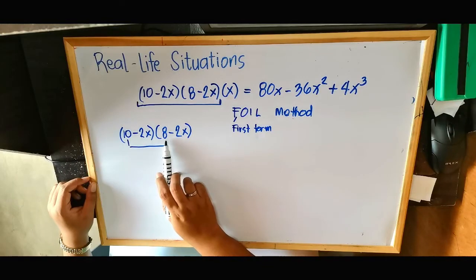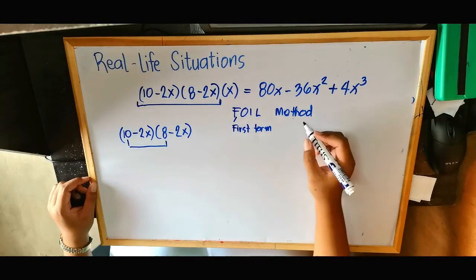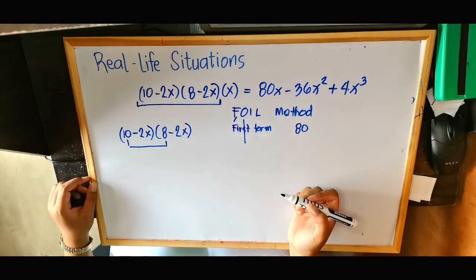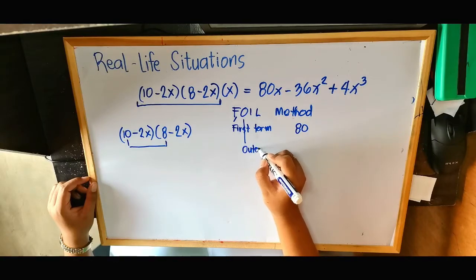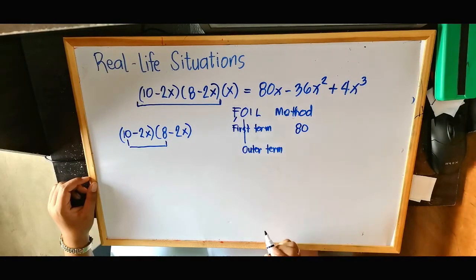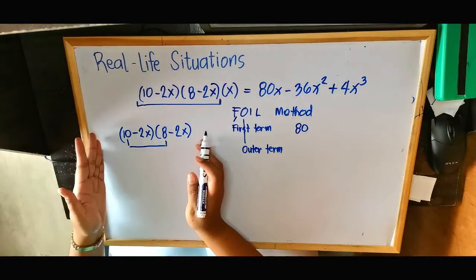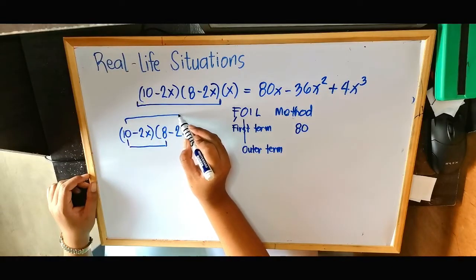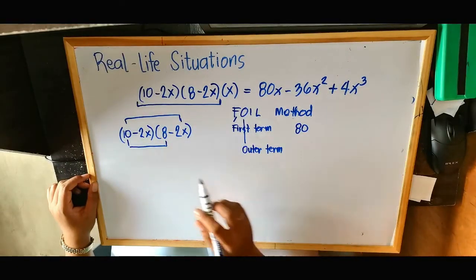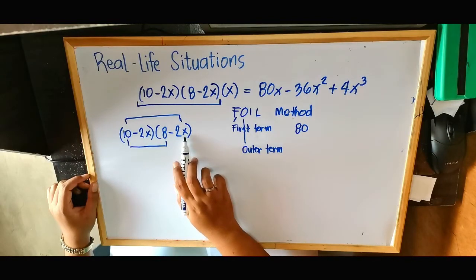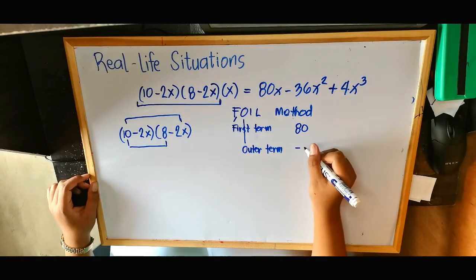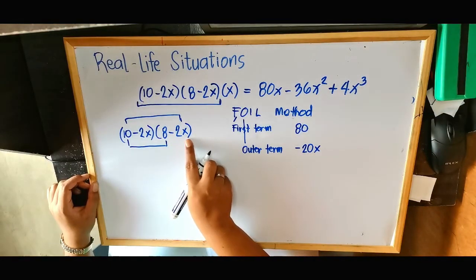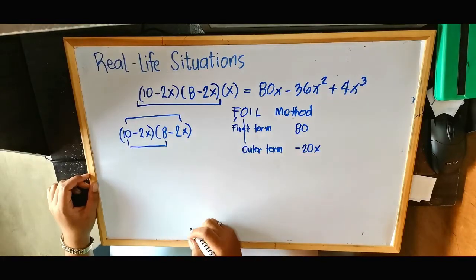10 multiplied by 8 is 80. So, we have 80. Next, O is for the outer terms. So, who are our outer terms? In this expression, we have 10 and 2x. So, we multiply them. 10 multiplied by 2x, we have negative 20x. Okay, why negative? Because our 2x is negative and our 10 is positive.